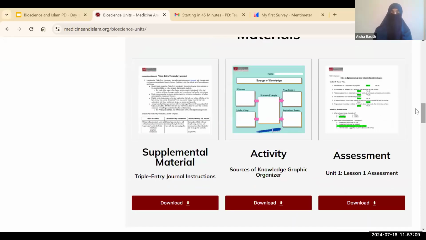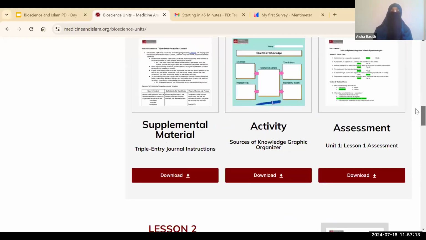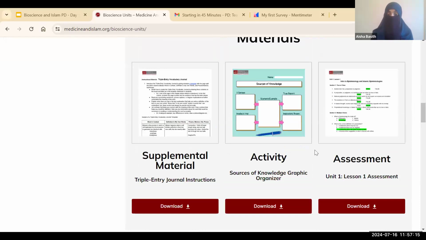But what I want to really share with you guys is the materials that are mentioned here, right? There are supplemental materials that will help you to make sure this is understandable information for your students. As Dr. Asim had mentioned, the sources of knowledge, right? So we have an activity so students understand what those sources of knowledge mean. What does it mean to have ilham, right?